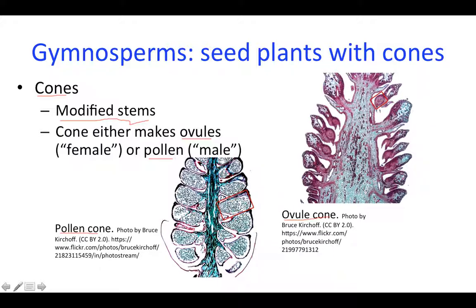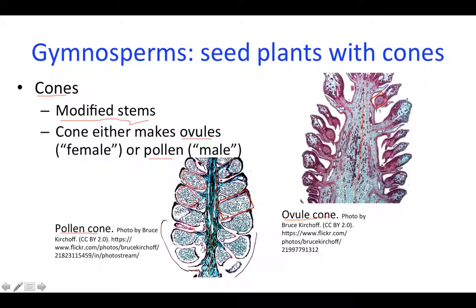In both cases, we can see it's a modified stem because there's this central axis going up through the middle, and then there are things coming off to the sides. In the case of our pollen cone on the left, there are sacs of pollen, which I'm circling here.